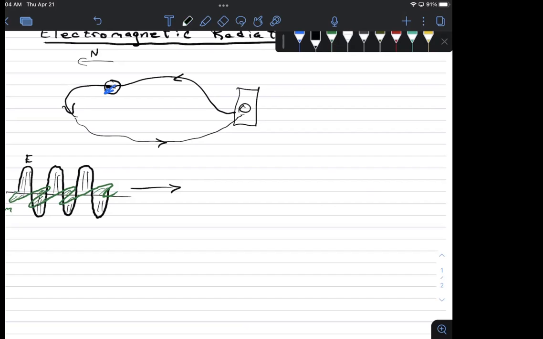This type of wave is what's called a transverse wave. Transverse refers to the fact that this wave, the waviness of it, is perpendicular to the direction of motion. So the wave is moving left to right, the oscillation is up and down. That's a transverse wave. So a water wave is a transverse wave. A wave on a string is a transverse wave.